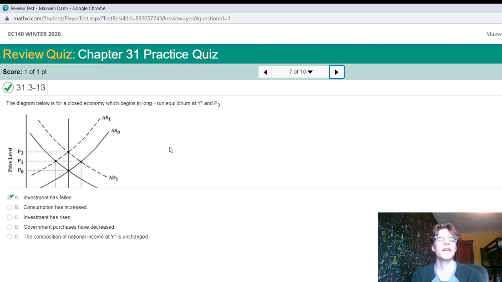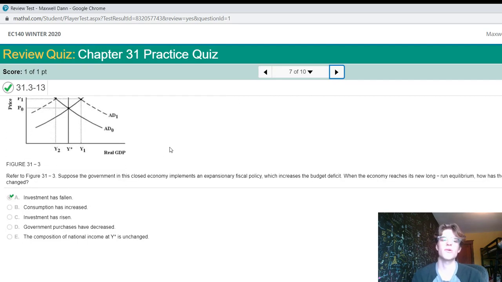The diagram below is for a closed economy. So closed economy means no trade. Suppose the government in this closed economy implements an expansionary fiscal policy, which increases the budget deficit. An expansionary fiscal policy would be to increase G or reduce T, which is going to shift us to AD1, right? When the economy reaches its new long-run equilibrium, how is the composition of national income changed?